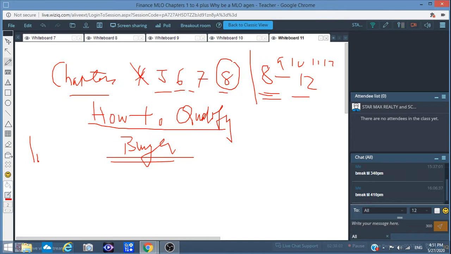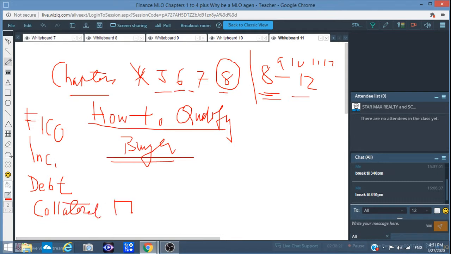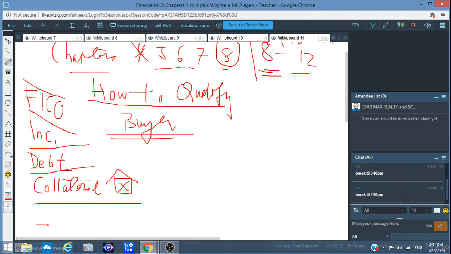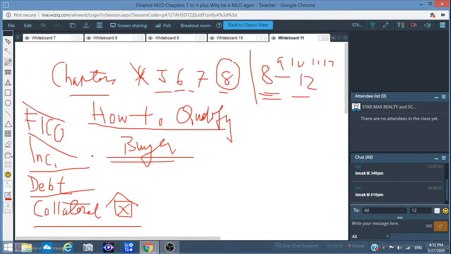We'll look at the income, the FICO, the debts, and also the collateral, the house that they are using for the loan. 我们要看他的信用啊，收入啊，债务啊，加上他的房子，做贷款的房子的价值。Okay, so we'll see everybody next week, and stay home, stay safe, stay fit.